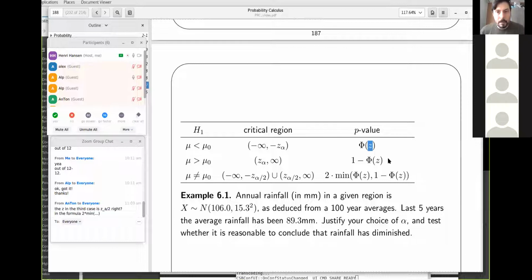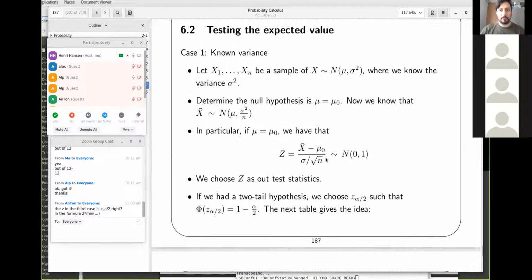Understand? So the p-value is a random variable. The critical region is a fixed region that you calculate based on the null hypothesis, whereas the p-value is a random value that you get once you calculate the actual z from the sample. And the z is calculated, in this case, by this formula here. Does that answer your question? Yeah, good. So there are two z's here.